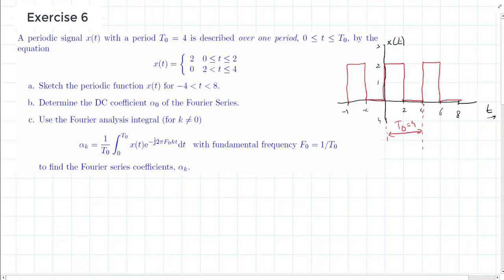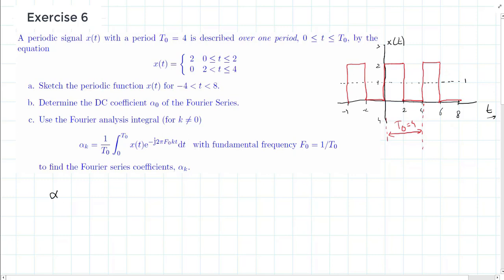For exercise B, determine the DC coefficient alpha 0 of the Fourier series. So our DC coefficient, what this actually means, alpha 0 is our average value of the signal. So from the plot, we can already determine that our average value should of course be 1. However, we need to formally calculate it.